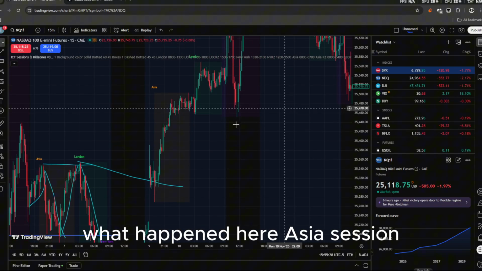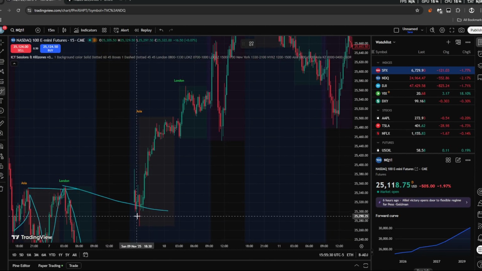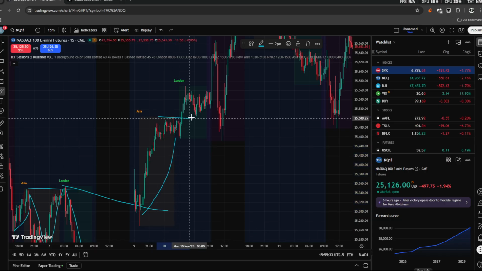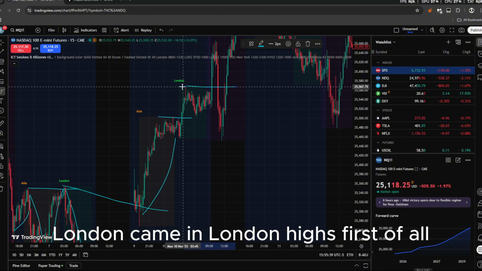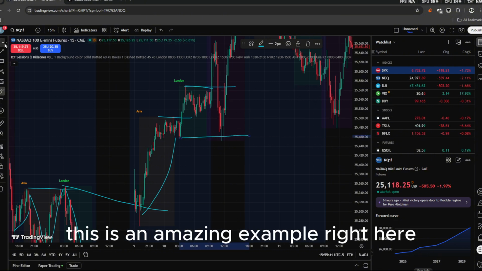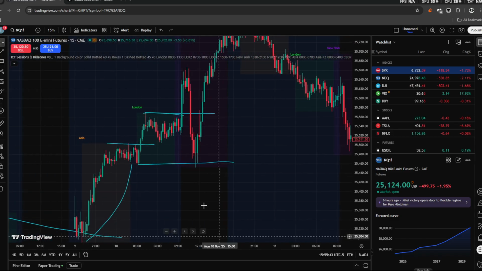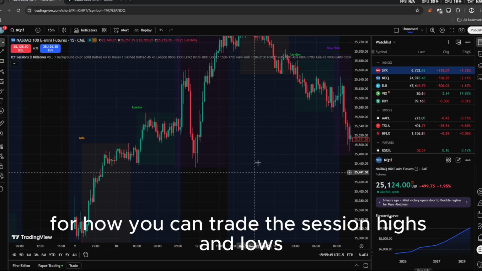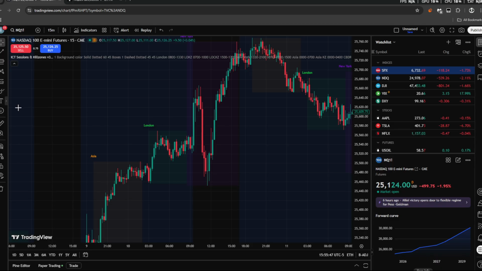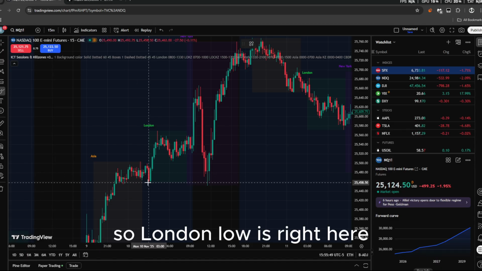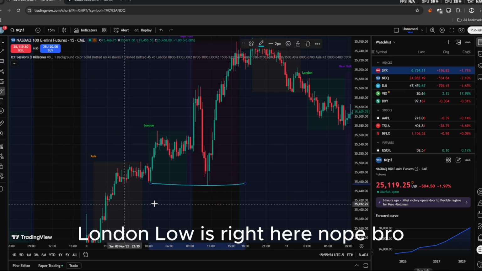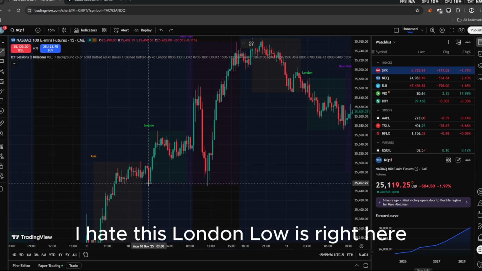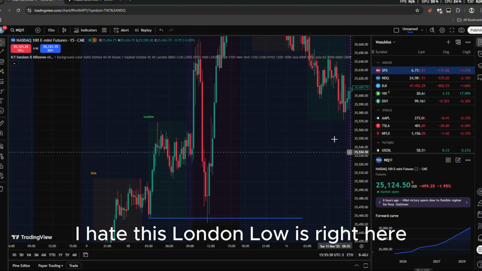What happened here? Asia session had to move up, swept Asia session highs when London came in. London highs. First of all, this is an amazing example right here for how you can trade these session highs and lows. So London low is right here. London low is right here. London low is right here.